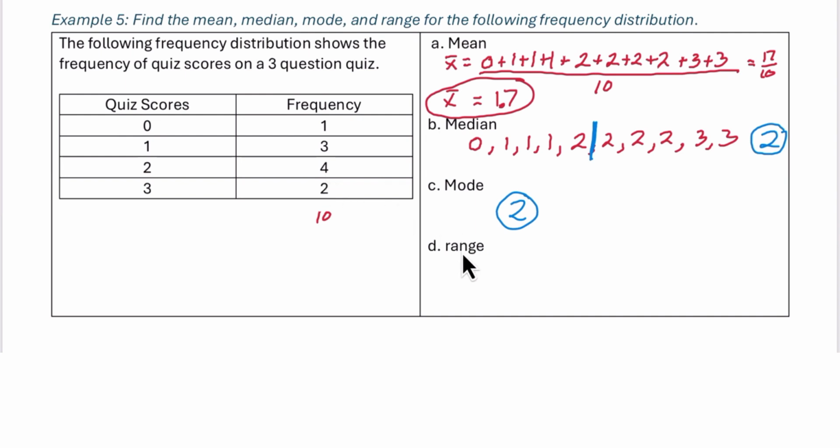The range is the highest minus the smallest, or high minus low. The highest quiz score is 3. The lowest quiz score is 0. So the range is 3.